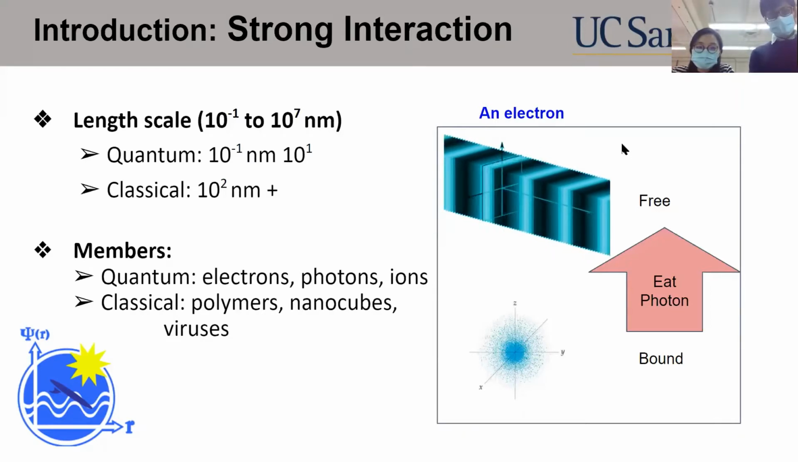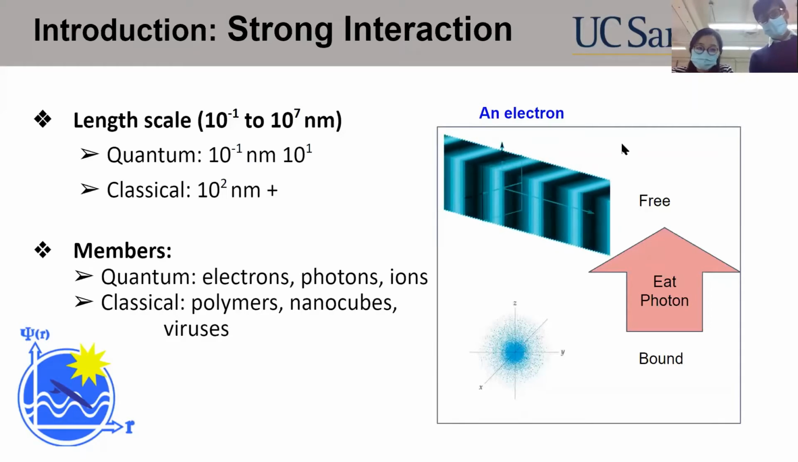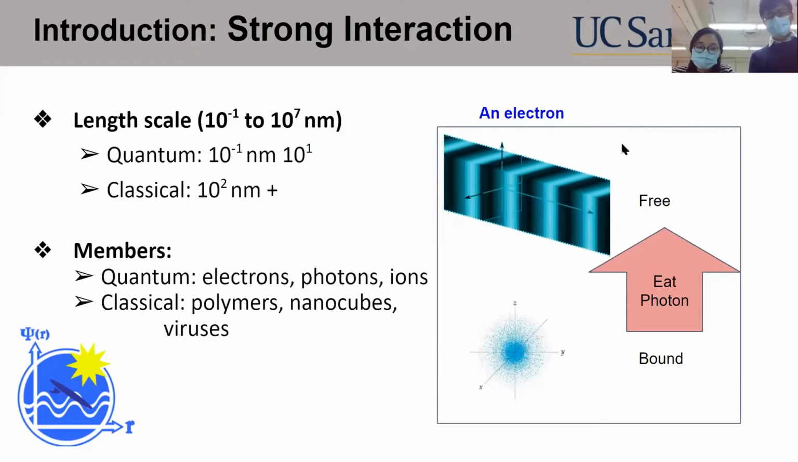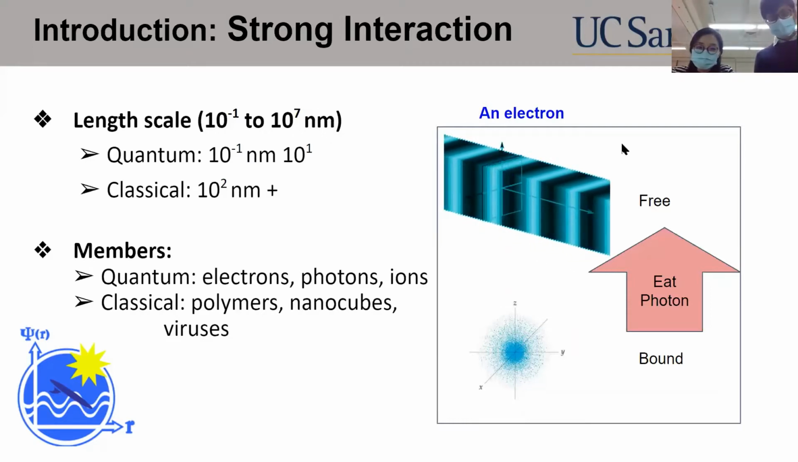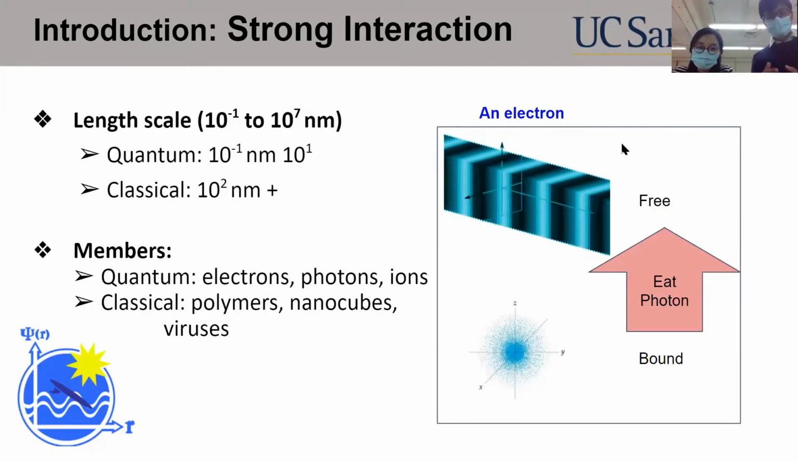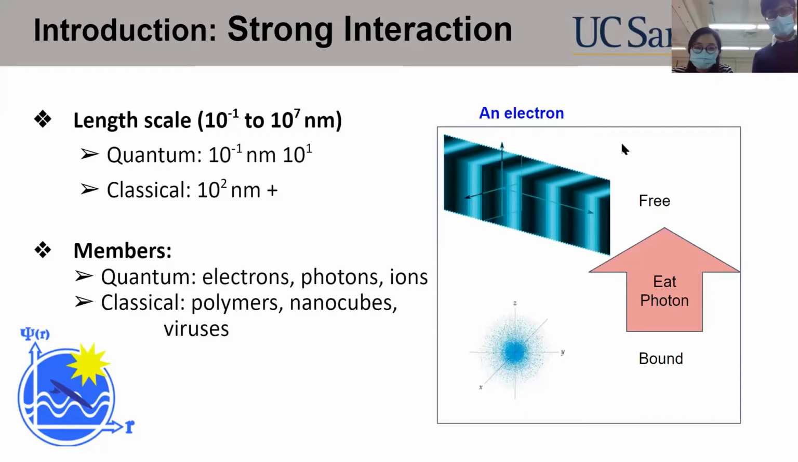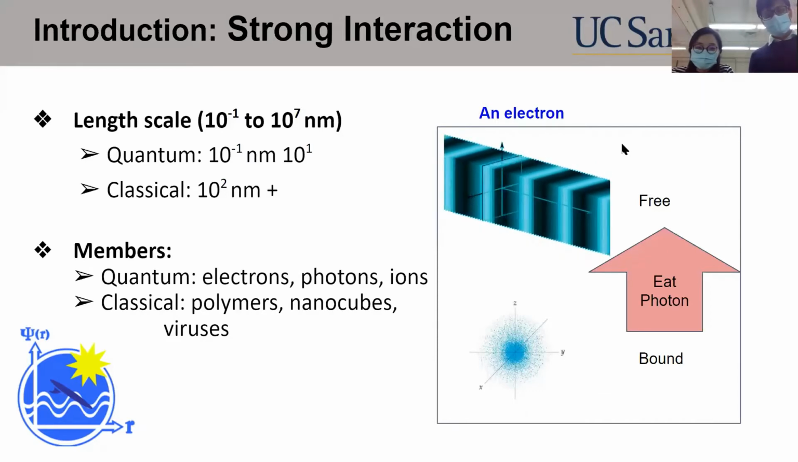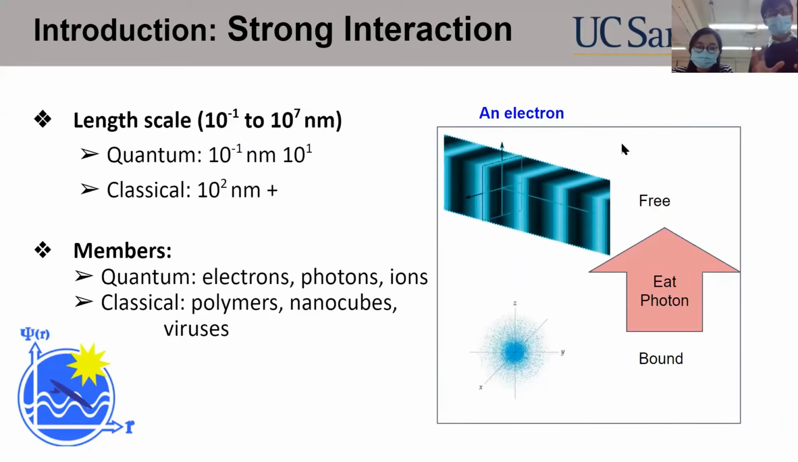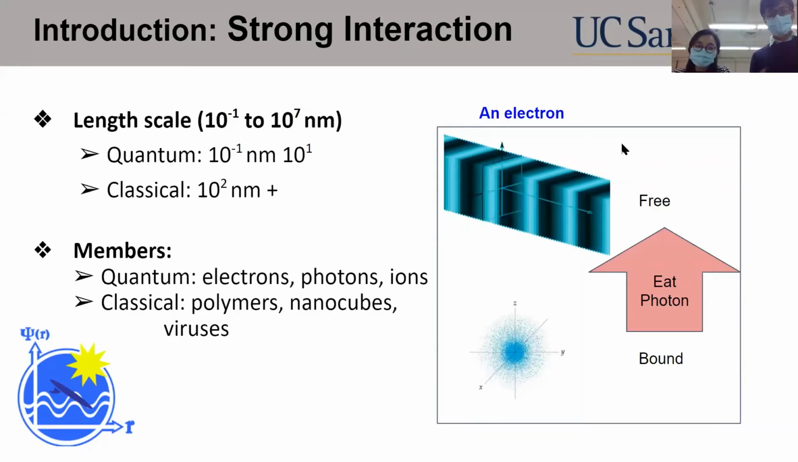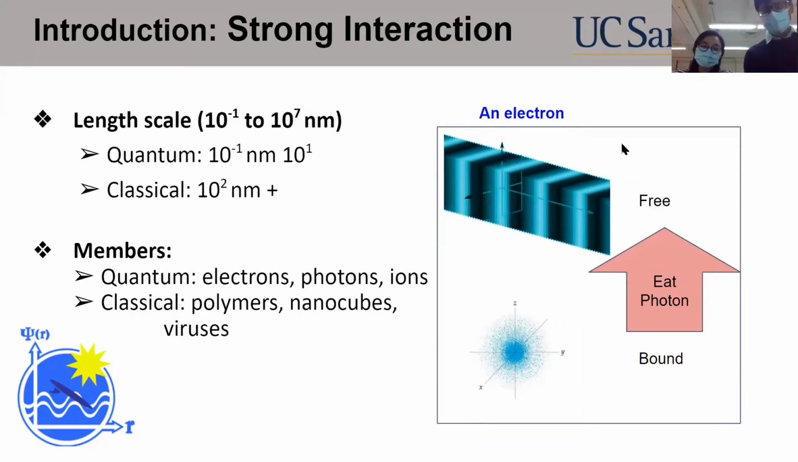And classical, the same thing happens with polymers. So there are interacting polymers. They are long-length chains, and Dong is an expert on this. She knows a lot of details about that, and she'll tell you down the line. We will have nanocubes and polymers where we develop some strong interaction and study them. So these are the members that we study.